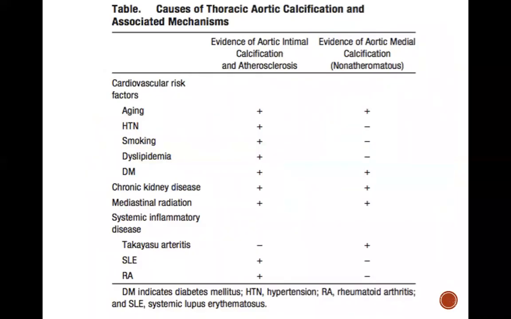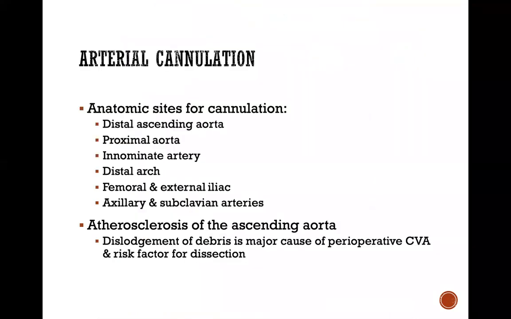Risk factors are aging, hypertension, smoking, dyslipidemia, diabetes, chronic kidney disease, radiation, and systemic inflammatory diseases, with different diseases like rheumatoid arthritis, SLE, Takayasu arthritis. All that can lead to increased calcification and lead to porcelain aorta at the end spectrum of the disease.